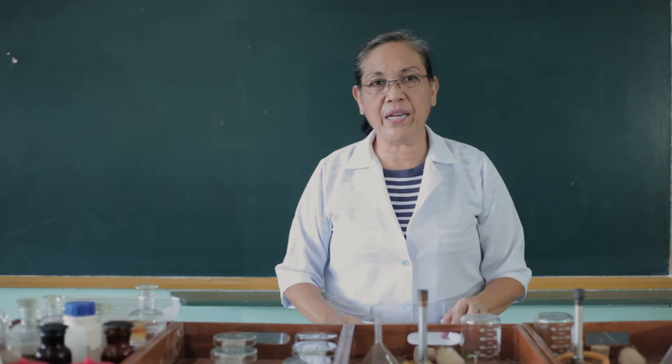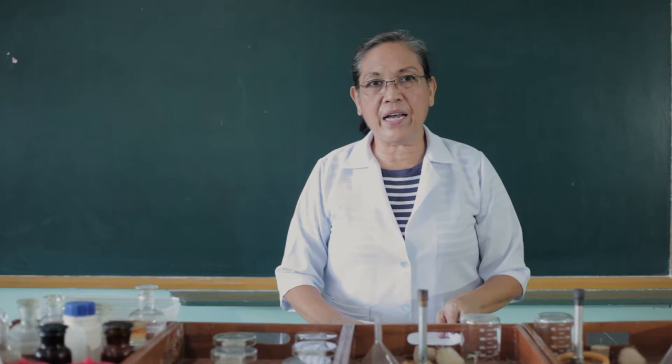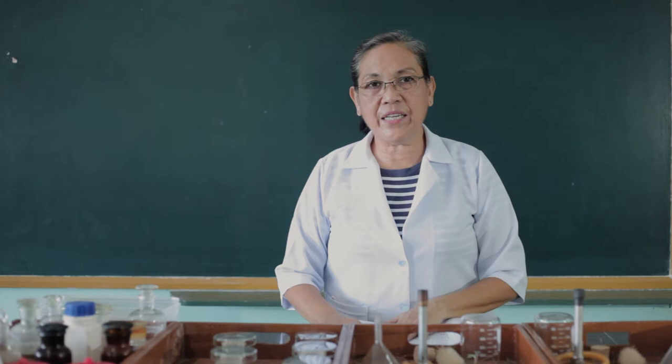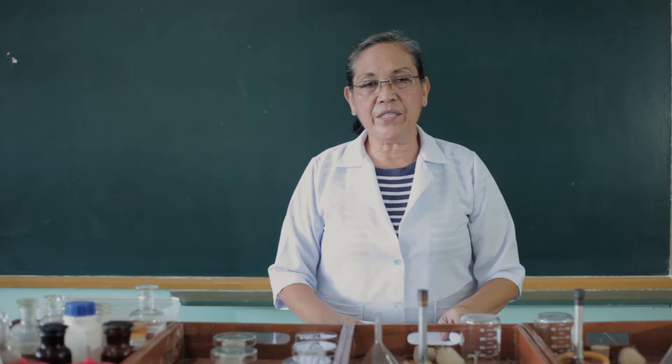Today, I will be making a pre-lab lecture for the next activity on the analysis of the anions. If you are going to recall, anions are those ions which have negative charges. They are usually found in group 5, group 6, and group 7 in the periodic table. And all the polyatomic ions are anions except the ammonium ion.